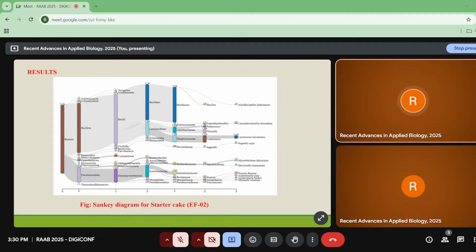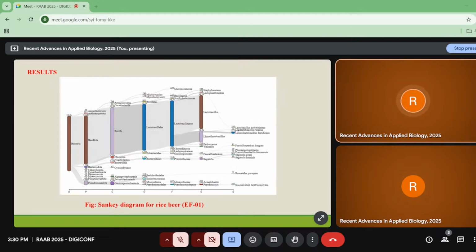I think my cursor is available, that's why I saw the pointer here. You can see this is lactococcus in the starter cake. But here you can see the lactobacillus is very much less. It's less than 1%. But when we come to the final product, here you can see the lactobacillus is the highest number. So this happened in due course of time of fermentation.